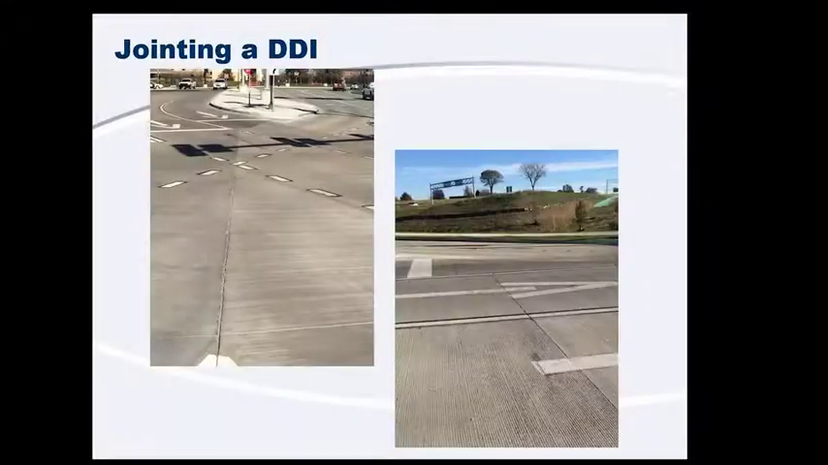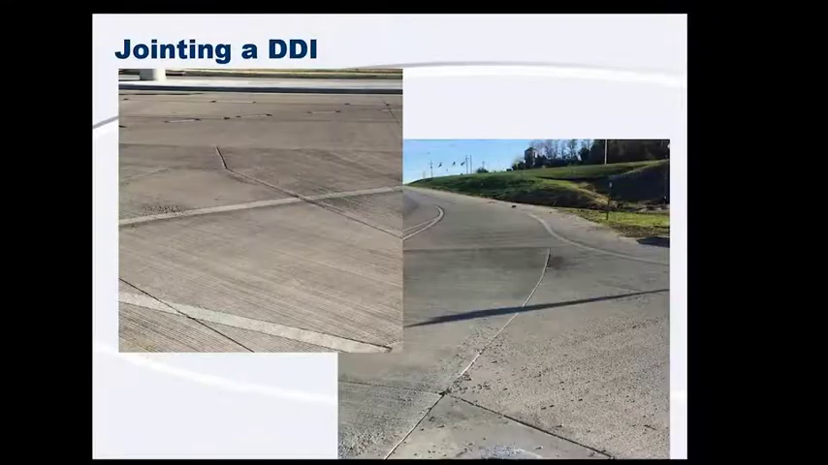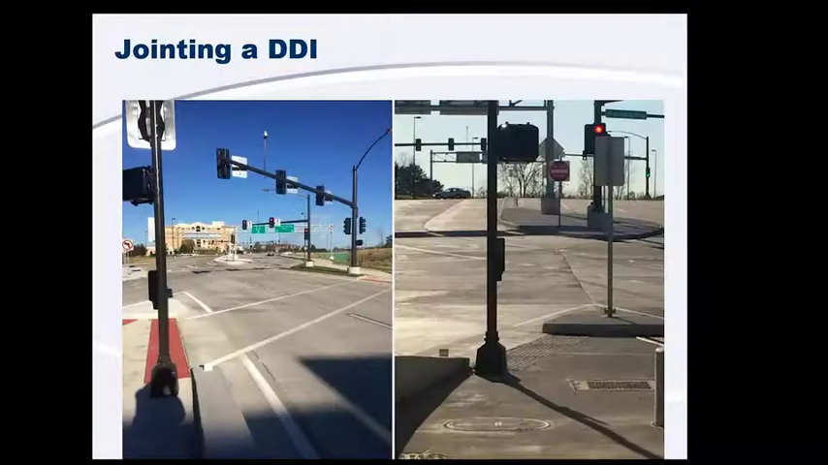So if you do go through these steps and you end up with a good jointing plan, you can see that similar to our other joint layouts, we end up with a good solid joint plan, and we can get a good performing diverging diamond interchange.